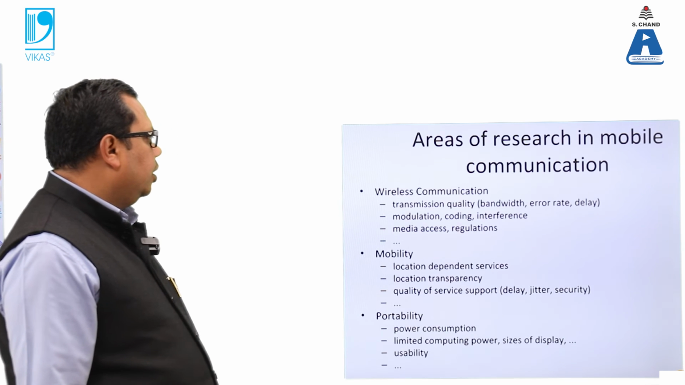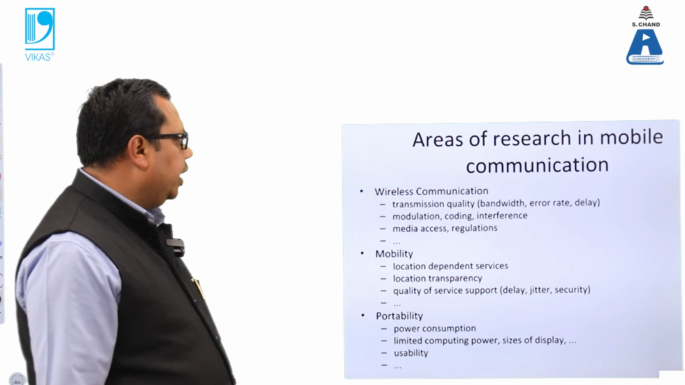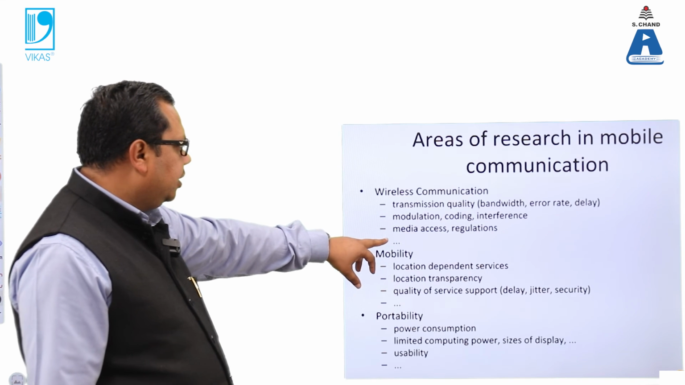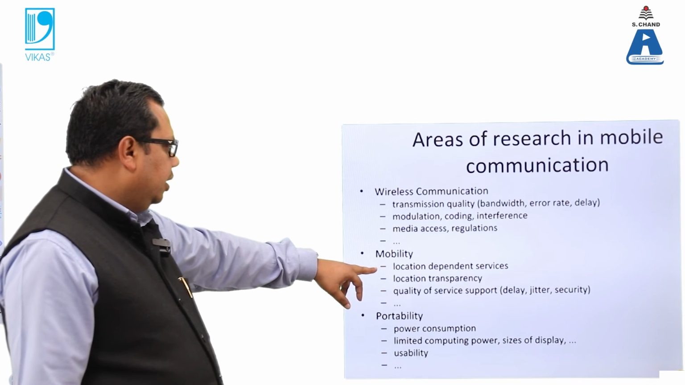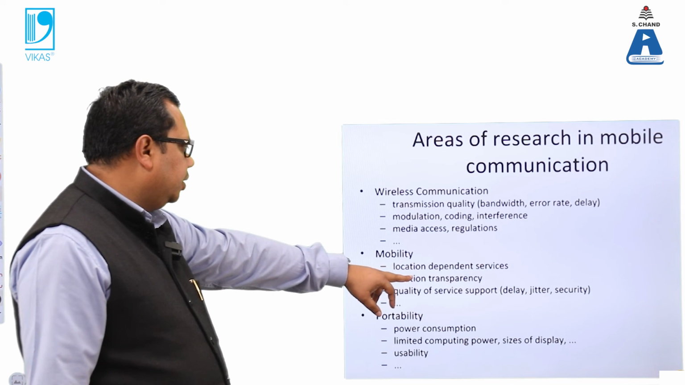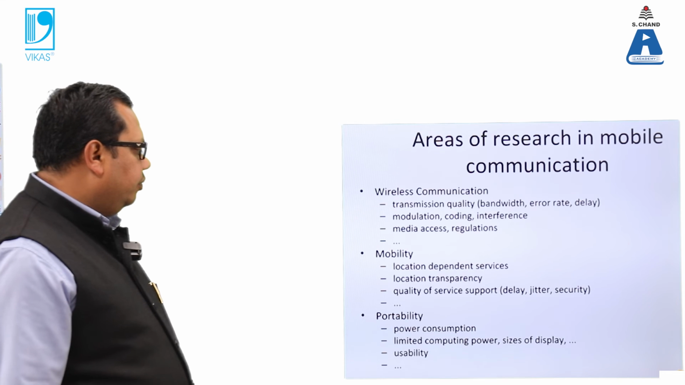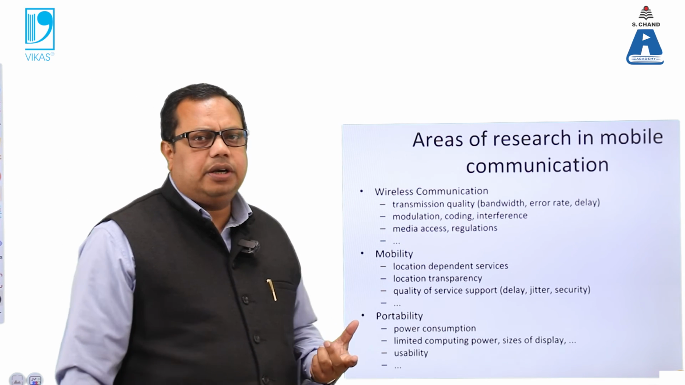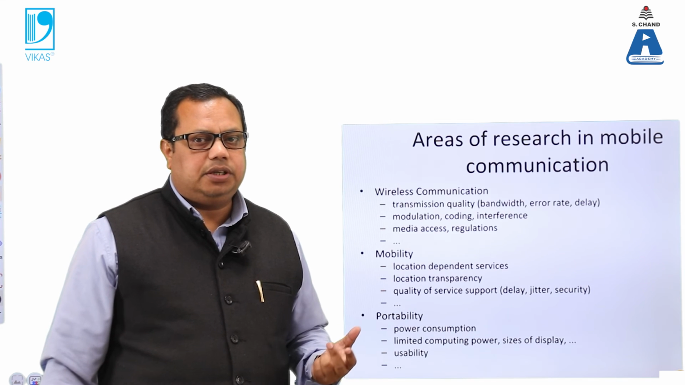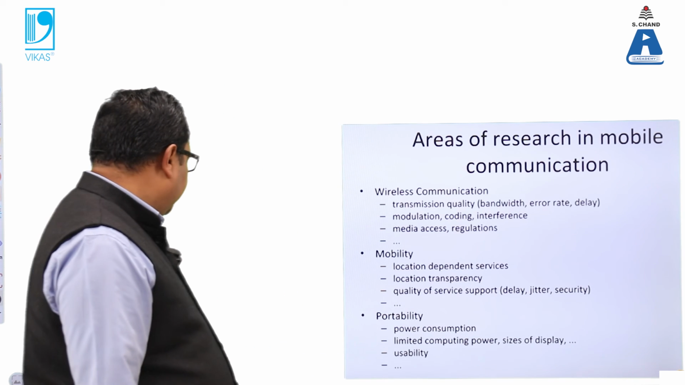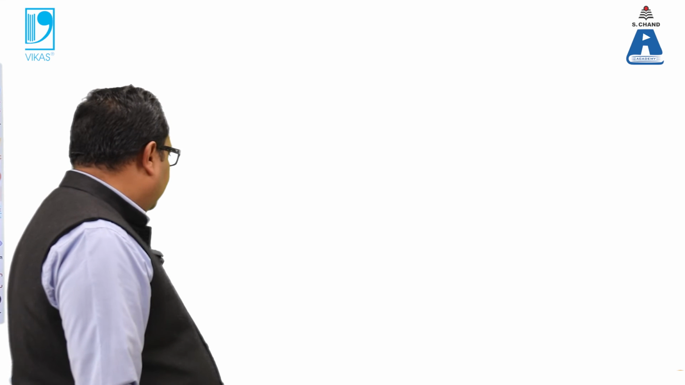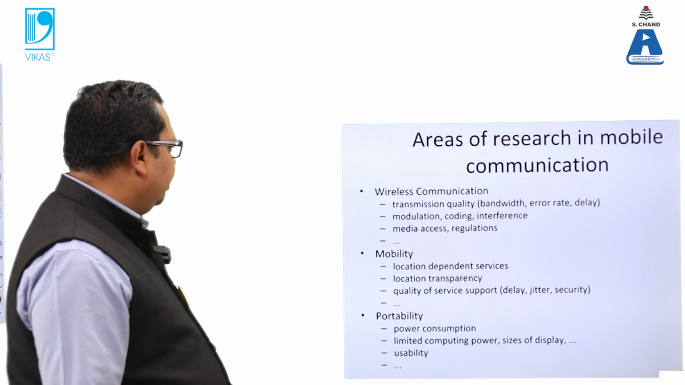Then we have mobile communication, we have wireless communication. In transmission quality, bandwidth is improved, error rate is reduced, delay is reduced, modulation factor is increased. Then mobility, location dependent services, location transparency, and the quality of the service support. And then the power consumption is defined in every communication, that what is the power consumption, how we are going to deal with the particular power consumption and all. So this is what we have to study in this communication.